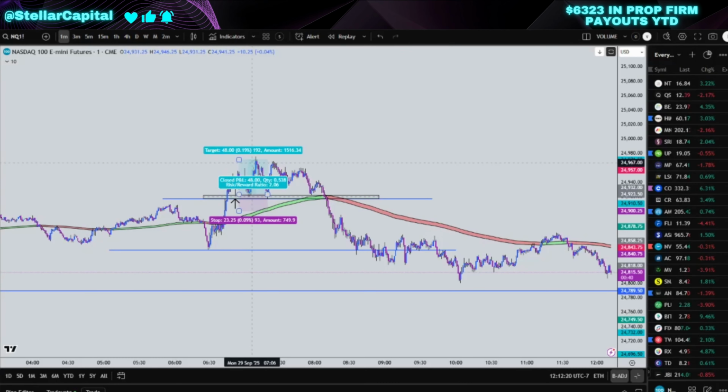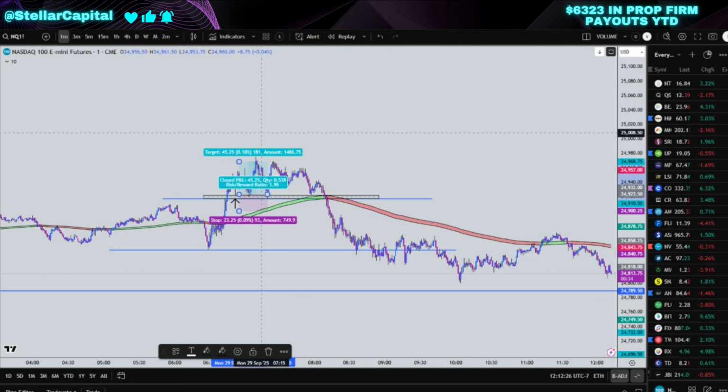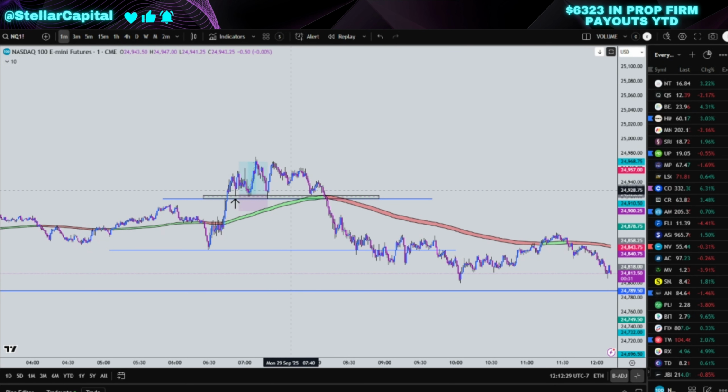Somewhere right around here, here's your 2R. Within 2 minutes, it was back down to a 1. And then it came back up to about a 1.9. And then within 15, 20 more minutes, it's back down to a 1 or less.